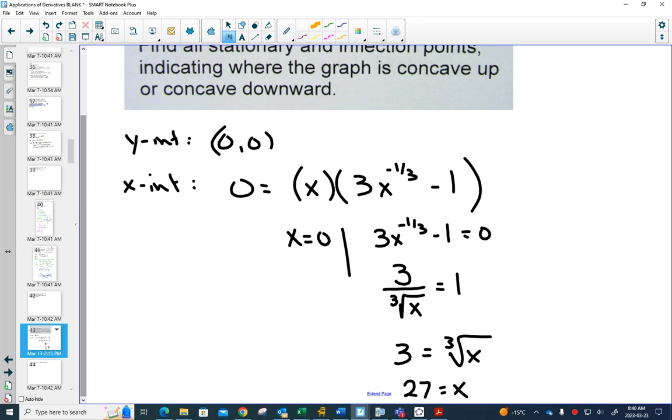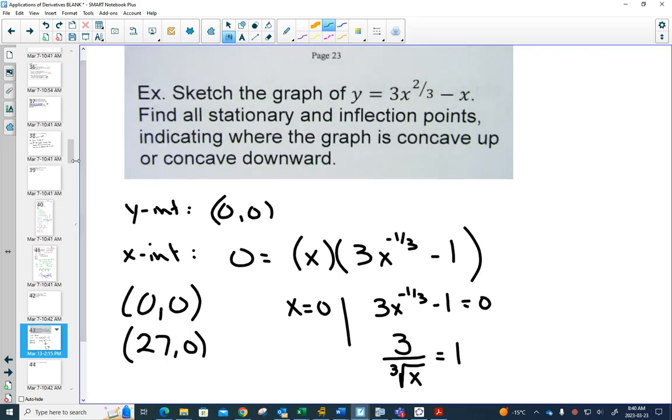A couple of things to note, just a couple of common mistakes that I keep seeing over and over again. With this x to the negative 1/3, it's just the x to the negative 1/3 that goes to the bottom. The 3 isn't affected by that exponent, but there's a temptation from a lot of students to move that 3 to the bottom of the fraction as well. So just to point that out. So we have an x-intercept of 0, 0, obviously, and we have another one at 27, 0. So there's preliminary stuff.